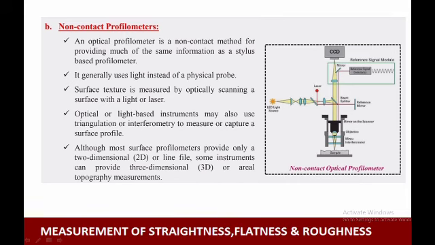An optical profilometer is a non-contact method for providing much of the same information as that of the stylus-based profilometer. It generally uses light instead of a physical probe or a stylus. Surface texture is measured by optically scanning a surface with a light or a laser. Optical or light-based instruments may also use triangulation or interferometry to measure or capture a surface profile. Although most surface profiles provide only a two-dimensional or line profile, some instruments can also provide three-dimensional or areal topography measurement.